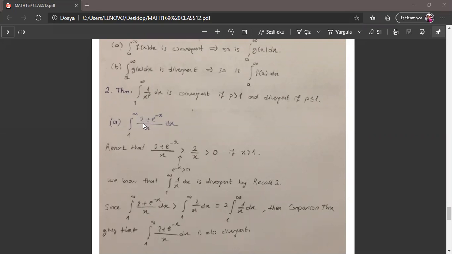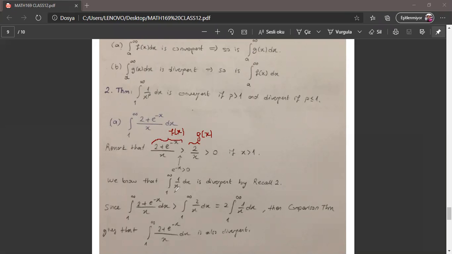So here we have this function. This is obviously bigger than 2 over x, because e to the minus x is greater than 0. So we have this inequality. Now 2 over x is greater than 0 when x is greater than 1. Our candidates are, this is the candidate for f of x, and this is for g of x. They both satisfy that property in the comparison theorem, and they are greater than 0.